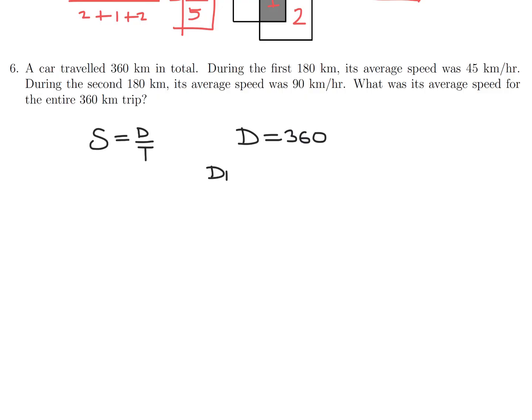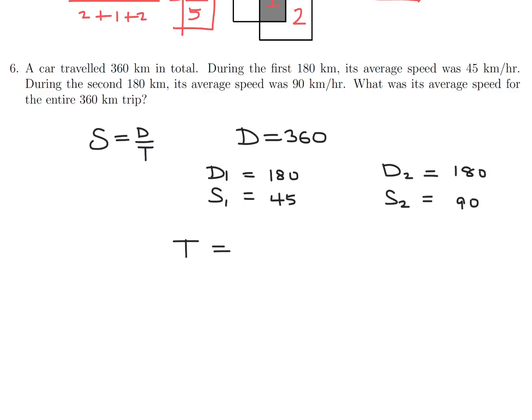And then we have the first part of the trip, and we have the second part of the trip. So let's see what we have in terms of the question. So the first distance is 180, right? And this first speed is 45. The second distance is also 180. Second speed is 90. So let's calculate the time for each of these.